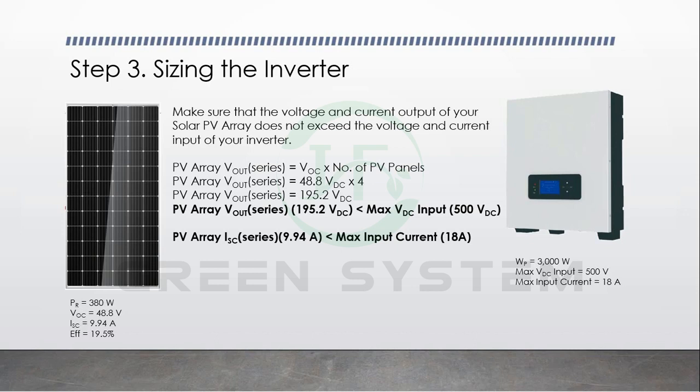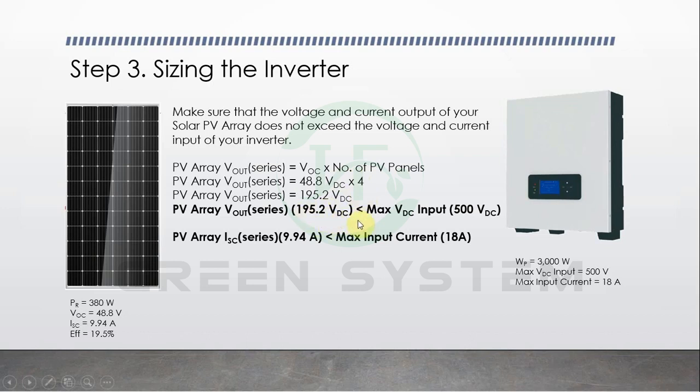Are enough with respect to our solar panel. Okay, now suppose we will connect our solar panels in series. Let's check its output voltage. For a series connection, the voltages are additive. So the total voltage output will be 48.8 volts times 4, because we have four solar panels connected in series. The total voltage is 195.2 volts DC.